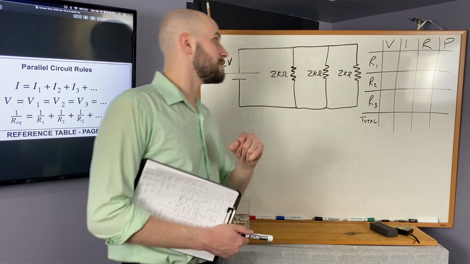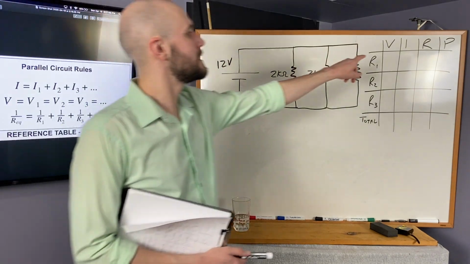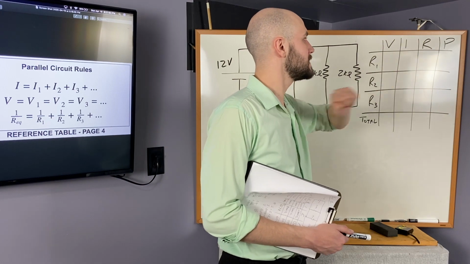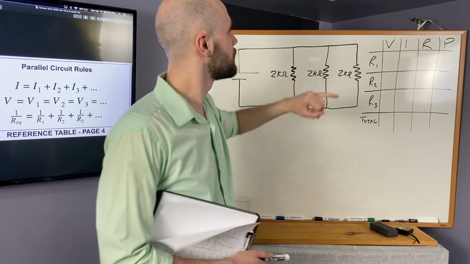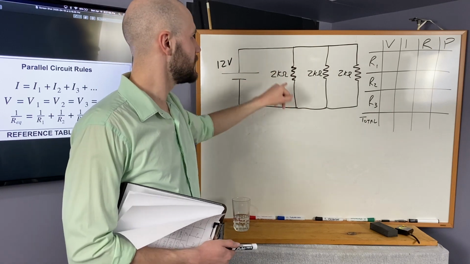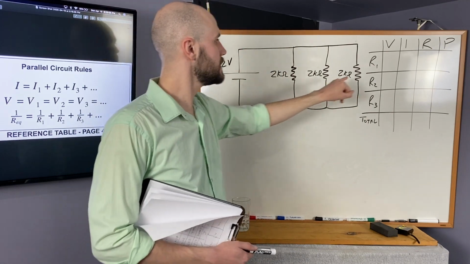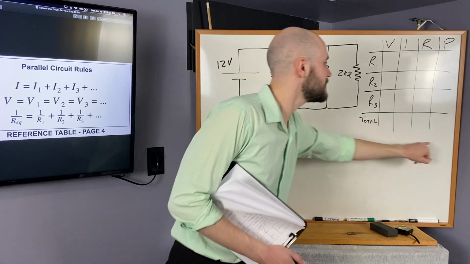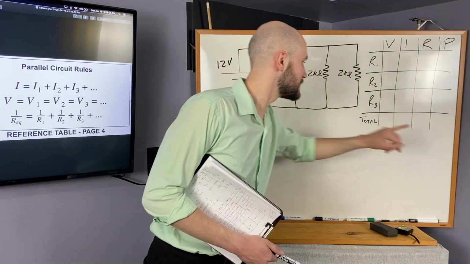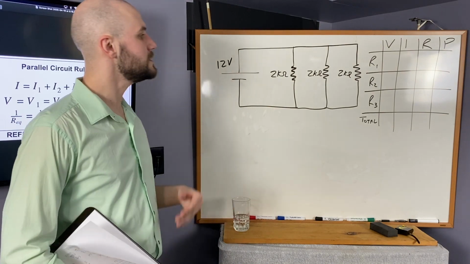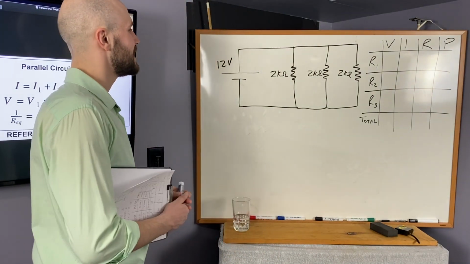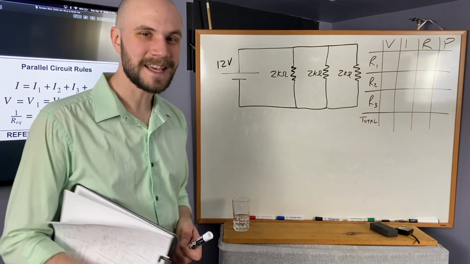For this example, I'm going to fully fill out the VERP table. Remember that V is voltage, I is current, R is resistance, and P is power. R1, I always identify as the one closest to the battery. R2 is here, and R3 is here. And then here is the total of the entire circuit. This is where we put the equivalent resistance, the total voltage, and the total current, total power for the whole circuit. All right, so let's fill this out.